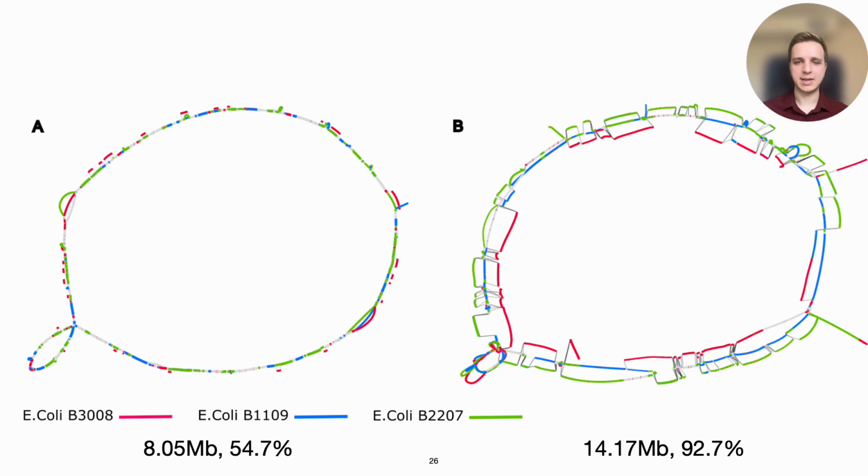So here on the left-hand side, we see an assembly graph that is supposed to represent 3 different strains of E. coli. And in this figure, different colors represent different strains. So we see a lot of strain collapse unitigs in the left-hand side graph. And in fact, it only represents around 55% of the references of these 3 strains. However, if we apply stRainy to this graph, we see that we resolve most of the strain collapse unitigs, and the represented length of the sequences increased from 55% to almost 93%.